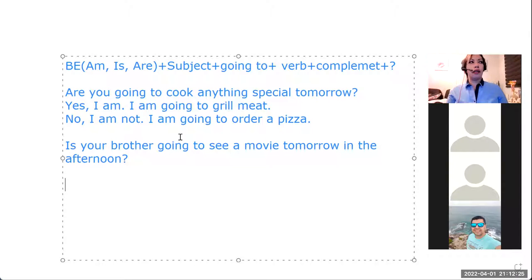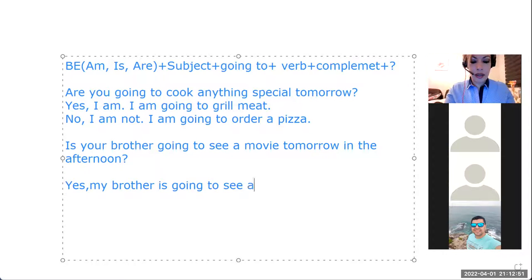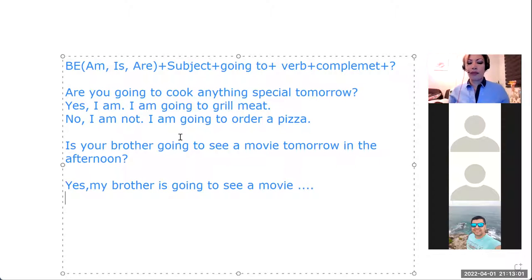Si contestaríamos que sí, ¿cómo va esa respuesta? Yes. My brother. Ajá, podría decir my brother. My brother watch. Tengo que usar la misma estructura. Yes. My brother is going to see a movie tomorrow in the afternoon. O podría dejarla así corta. Yes, he is. Hasta ahí. Como sea, yes, he is.